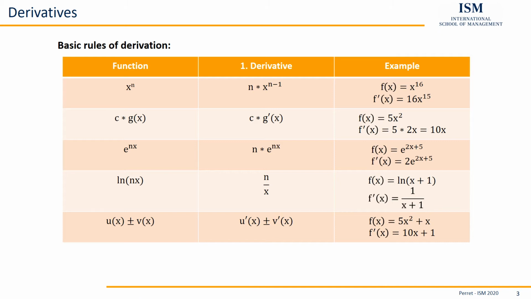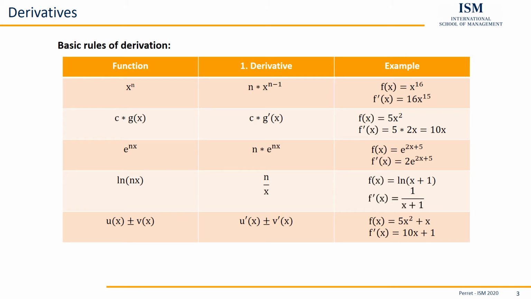Also, an interesting fact, that's the last row here. If I have two functions which are connected with a plus or a minus, I can each derive them separately. So this only works with plus and minus. We're going to see how this works with multiplication and division on the next slide.